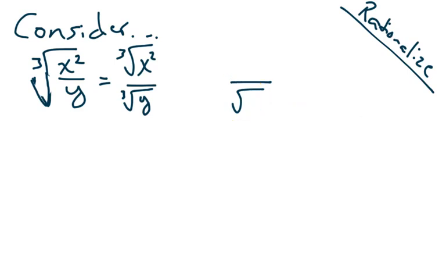Well, we can't just write it, but we can multiply it. And what we're going to do is multiply the top and bottom of this fraction by just the right amount of y. That is the right amount of more y.